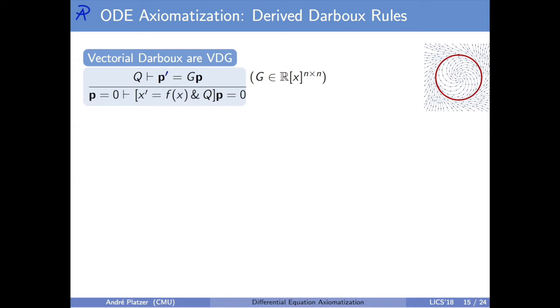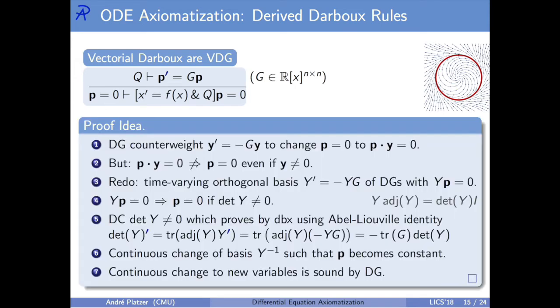The proof before said, let me introduce a counterweight and make p equals 0 follow from py equals 0, but y is not 0. That isn't good enough anymore. Because if p is a vector of polynomials, even if it multiplies with y, that just means they're orthogonal. That doesn't mean anything about p itself being 0. So the tricky bit is that you introduce a counterweight y prime equals minus gy, so that instead of p equals 0, you prove that py equals 0. This is not a scalar product. But py being 0 doesn't imply anything about p being 0. It's just not good enough, even if you know something about y.